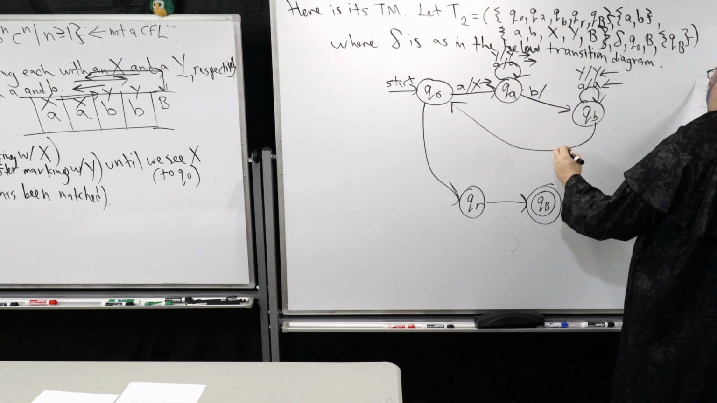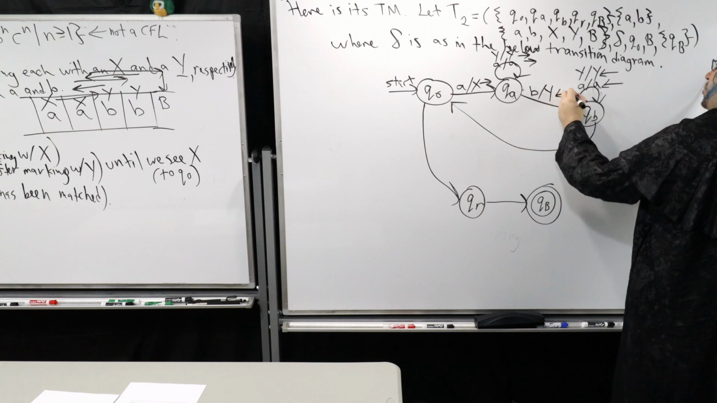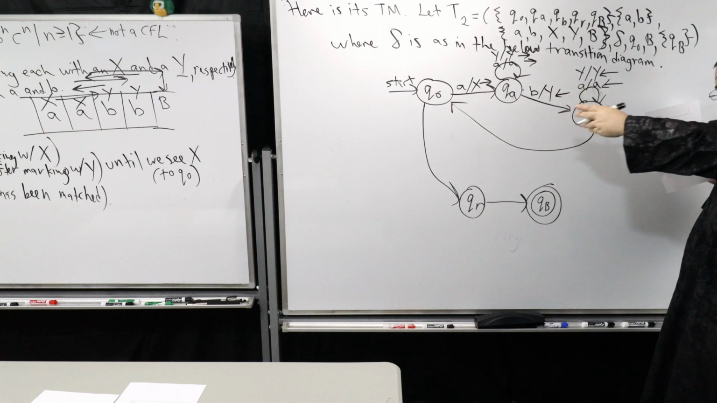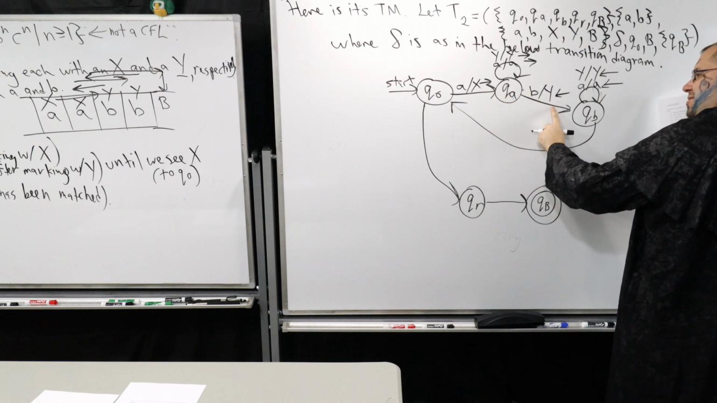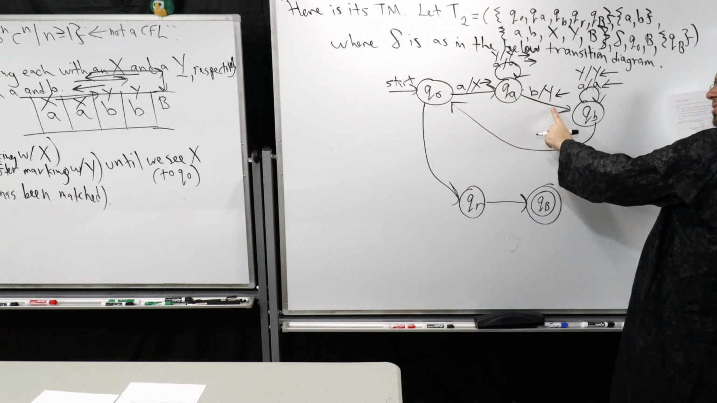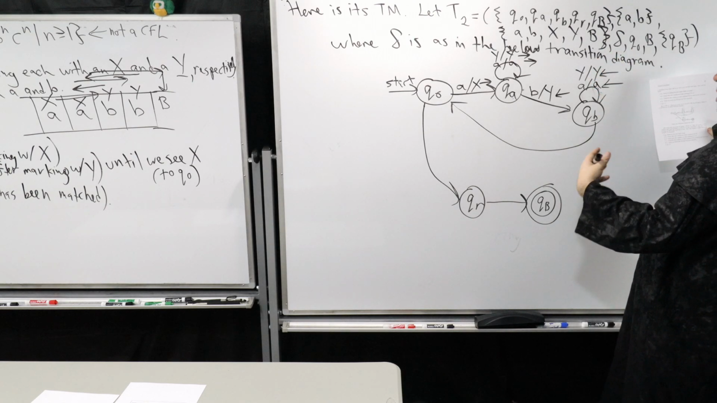So I'm going to have B, then I'm going to have Y, where I'm going to replace the B with a Y, and then I'm going to move left. So this is what's going to cause that zigzag to happen. So this is the one that starts it off going to the right. This is the one that starts it going back to the left. And then I keep going to the left until I hit what? An A.